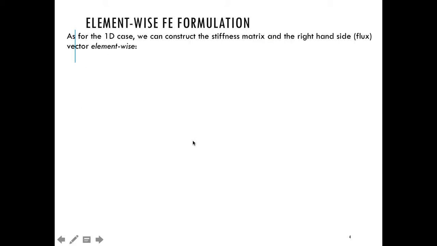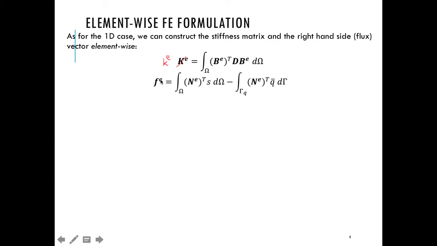Recall that we can pose all of these, rather than globally, element wise. That is, we can find our element stiffness matrix. Sorry, this should be a small ke, so the slides that I will send you will have a small ke, and our right hand side vector then becomes fe, representing the flux vector within the individual elements. When we do this we just have to be careful that now our B matrix and our shape function matrix are all posed element wise basically.